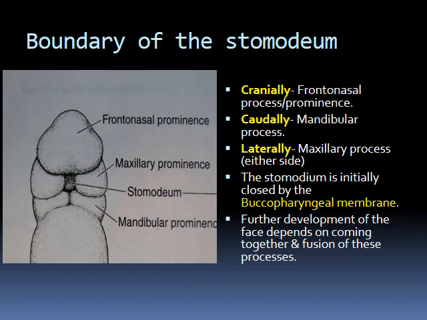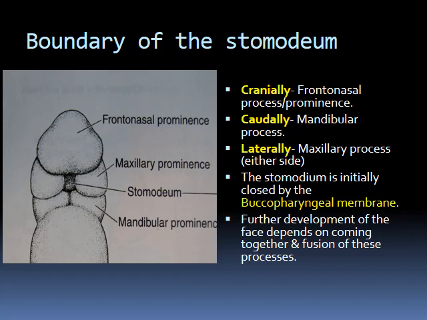Remember, the frontonasal prominence develops by proliferation of the mesenchyme cranial to the developing neural tube. So the mesenchymal tissue which lies cranial to the developing neural tube proliferates to form a swelling, and this swelling we call the frontonasal prominence.